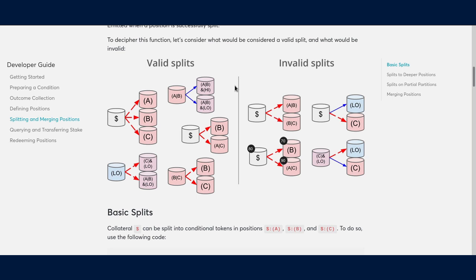In the valid splits diagram in the next section, this operation we are planning to perform is similar to this part of the diagram, where stake in a position that pays out when A or B occurs gets split into stake in a position where A or B occurs and high occurs on a different condition, and A or B occurs and low occurs on a different condition. In our case, it's not A or B, but just A.